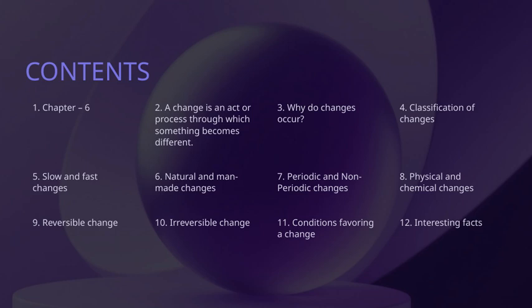Reversible changes are those that can be undone, like melting ice into water and then freezing it back into ice. On the other hand, irreversible changes cannot be undone, such as burning paper or baking a cake. We'll also discuss natural changes, which happen in nature, and man-made changes, which are caused by human activities.